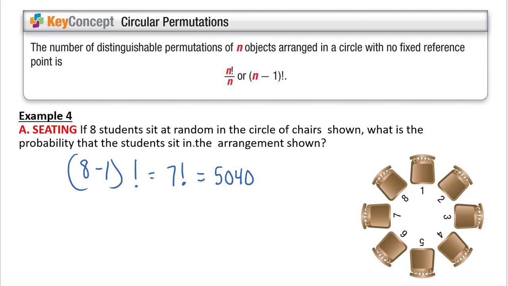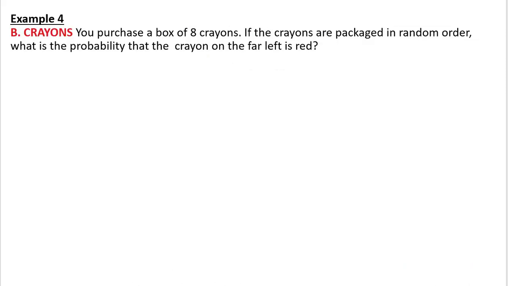Okay, what's the probability? Well, there's 1 outcome out of my 5,040. The next example, I purchase a box of crayons. The crayons are packaged in a random order. What is the probability that the crayon to the far left is red? Okay, well, this is a fixed point. So I have 1 possibility out of 8 crayons that I'm moving around. So my probability is 1 out of 8.